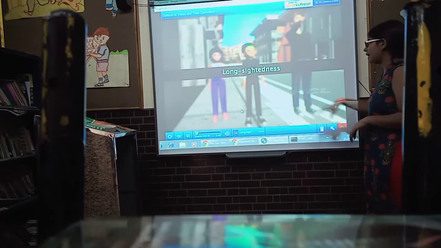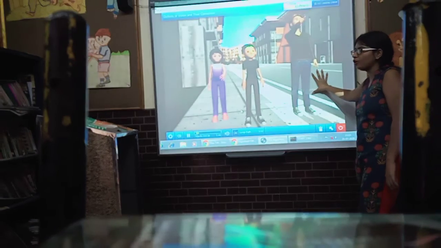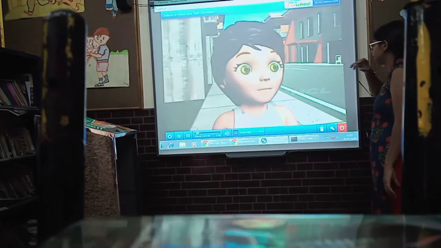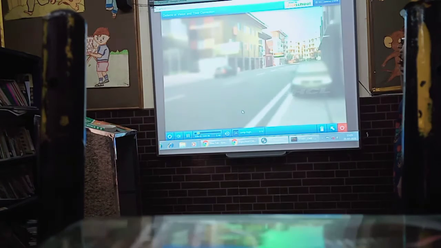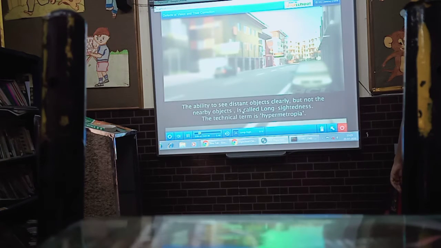Next comes long-sightedness. What happens in long-sightedness? Tony was able to read all the signboards, while his other friend was able to read the name of the distant restaurant, but cannot read the name on the nearby signboard. The ability to see distant objects clearly, but not the nearby objects is called long-sightedness.